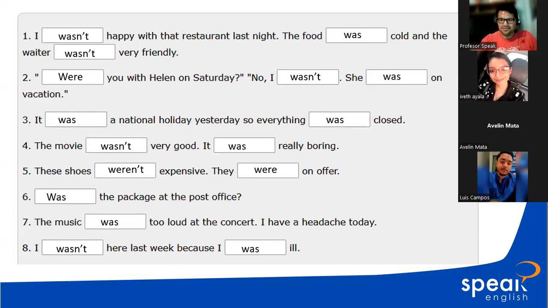Okay, any questions? What is loud? Loud. For example, if you go to a concert, is the volume high or is the volume low?